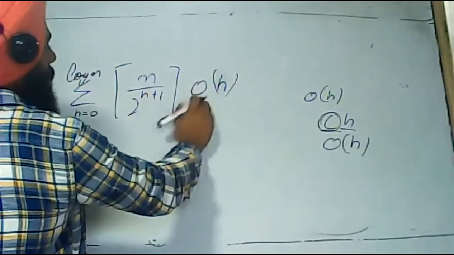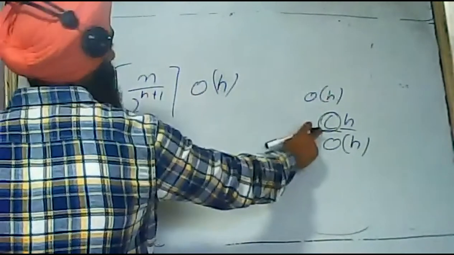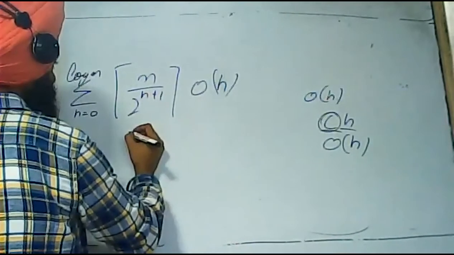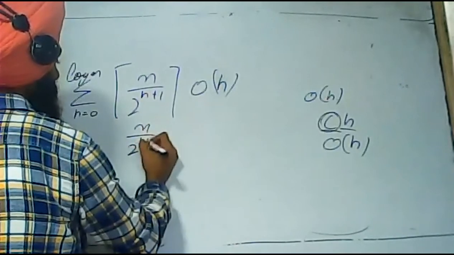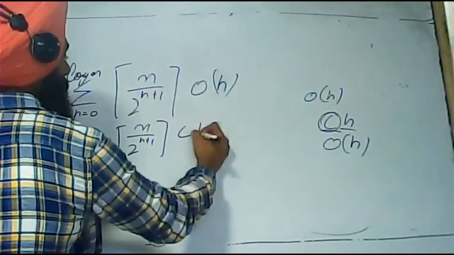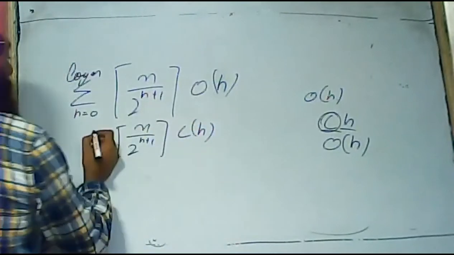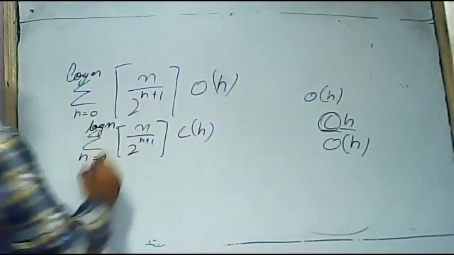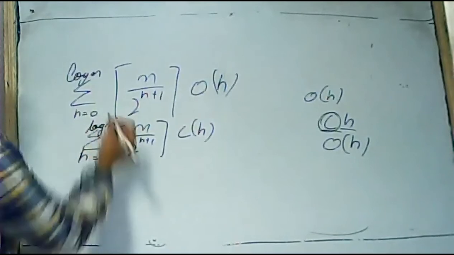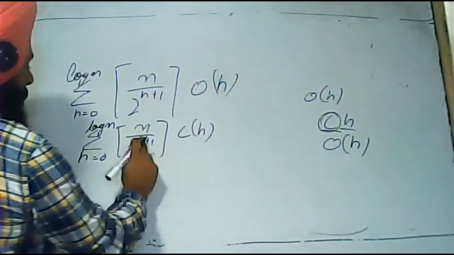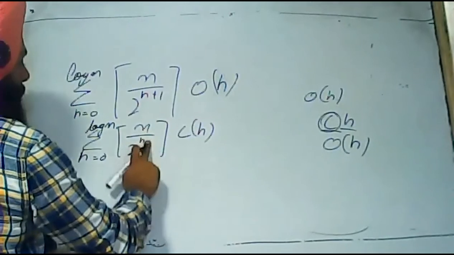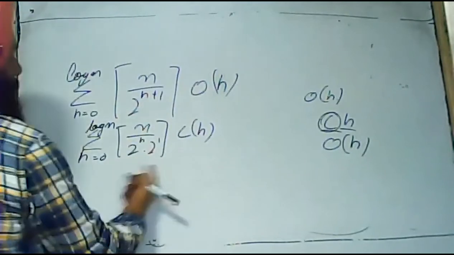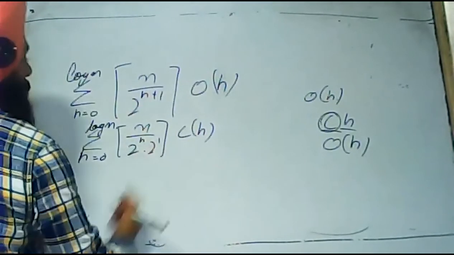So instead of writing order of c, I'll go back one step and write some constant time will be taken here. So I'll write here n by 2 raised to power h plus 1 and c of h, some constant time will be taken. And again h varies from 0 to log n. Now I can also write this 2 raised to power h plus 1 as 2 raised to power h dot 2 power 1. This is the same thing.